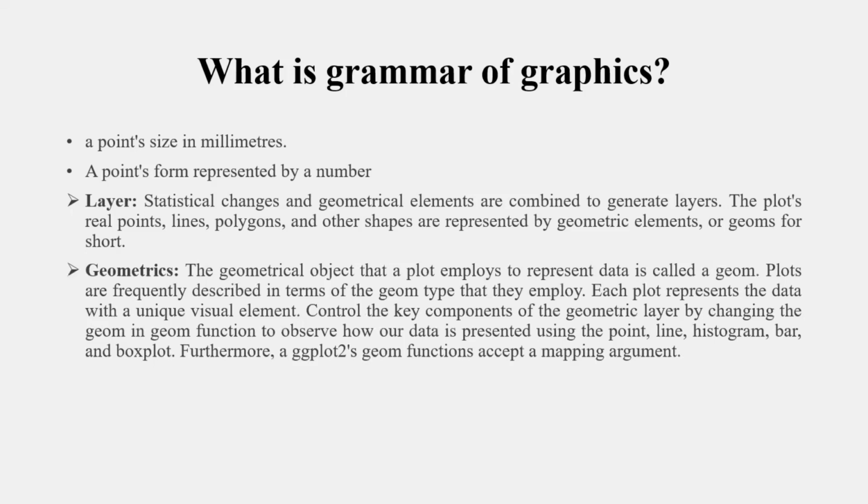Plots are frequently described in terms of the geom type that they employ. Each plot represents the data with a unique visual element. Control the key components of the geometric layer by changing the geom in geom function to observe how our data is presented using the point, line, histogram, bar, and box plot. Furthermore, a ggplot2's geom function accepts a mapping argument.